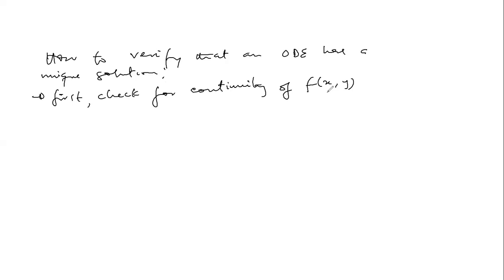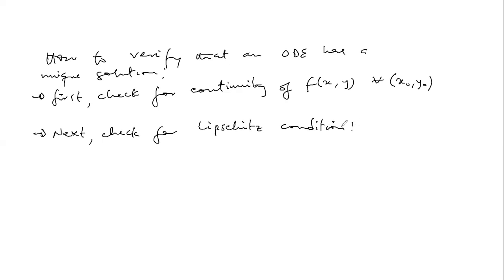This is to ensure that the function f of x,y is defined and continuous in the neighborhood around the region, so it should be continuous within the region around x0, y0. The next step is to check for the Lipschitz condition. For us to do this, we have to calculate the partial derivative of this function f of x,y, that is, differentiate with respect to y, so ∂f/∂y.